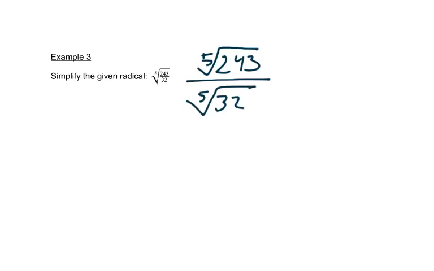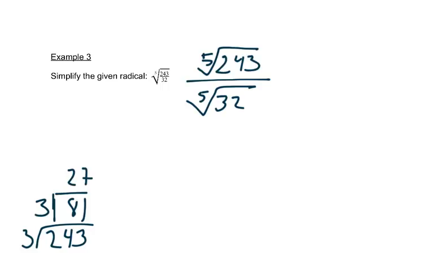So here's another one. This is the 5th root of 243 over 32. And remember, that really means the 5th root of 243 over the 5th root of 32. So let's start with that 243. 2 will not divide evenly, but let's try 3, and that would give us 81. If we do 3 into that again, that gives us 27. If we do 3 into this again, it gives us 9. 3 goes into 9 3 times.